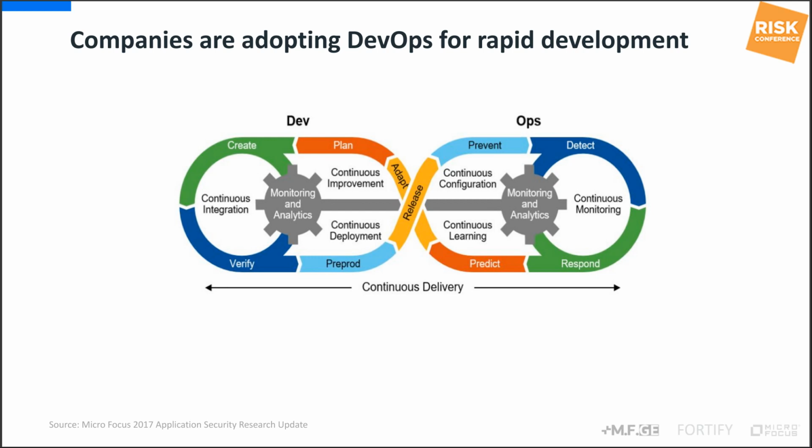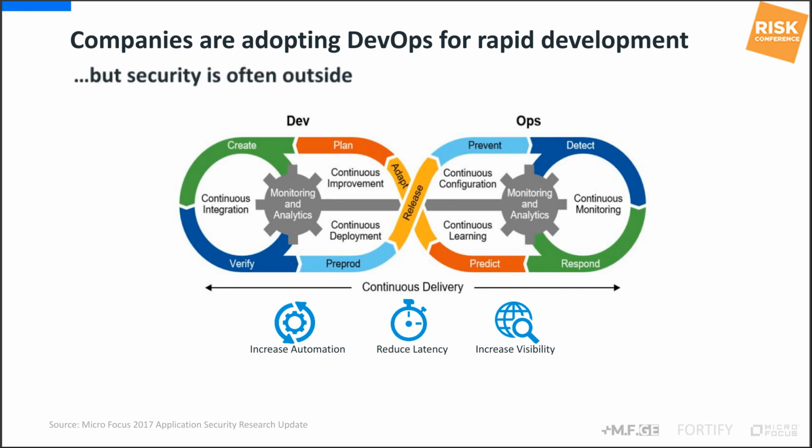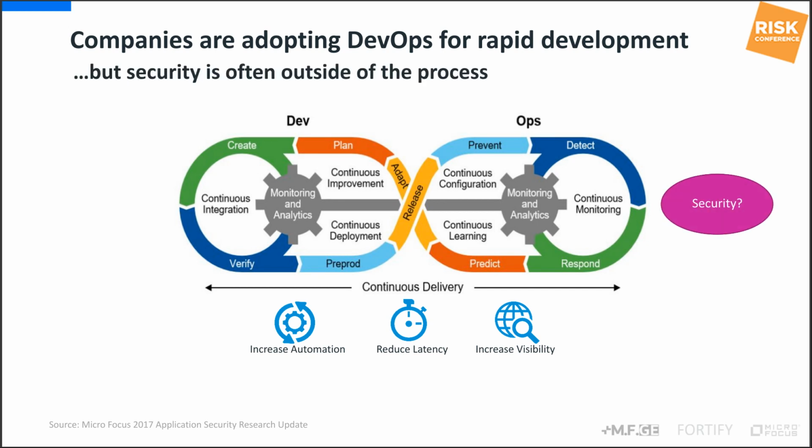DevOps offers IT organizations improved speed in development by embracing a collaborative approach between development and operations. However, in most cases, security has been an afterthought to DevOps. So DevOps brought a lot of benefits, but we should always remember that security is one of the important things here.